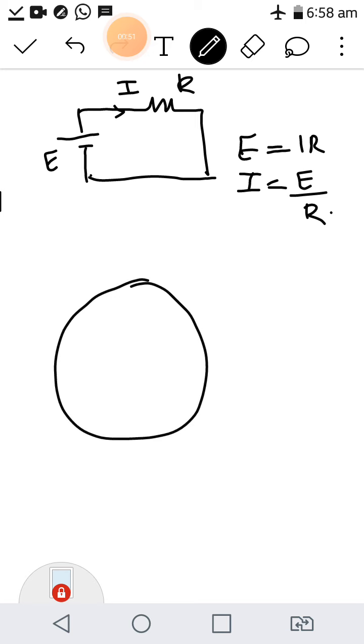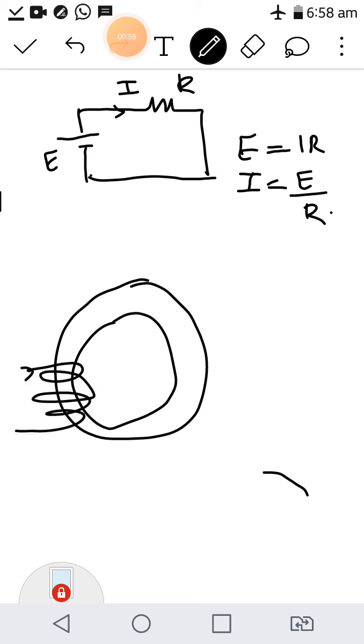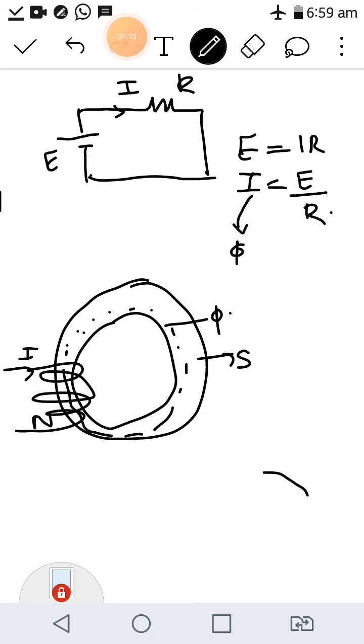Similarly, if I draw a magnetic circuit like this, with current I flowing, N number of turns is here, and this is the magnetic path or the flux path phi, and let S be the reluctance of the magnetic material. So how will you calculate the value of flux? Always remember that current is analogous to flux in magnetic circuit, EMF is analogous to MMF, and resistance is analogous to what? Reluctance.